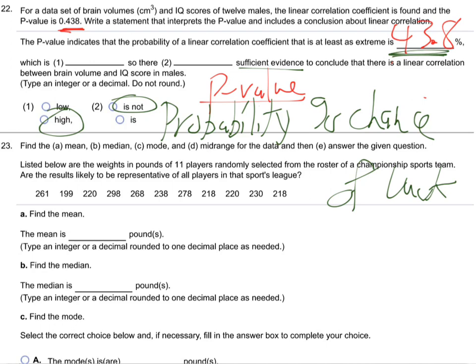5% or lower is when we would consider significant evidence. Right. All right, number 23. Mean, median, mode, and mid-range. So how do we find mean? Do you remember? Want me to put that here? I can put that at the top of the problem.